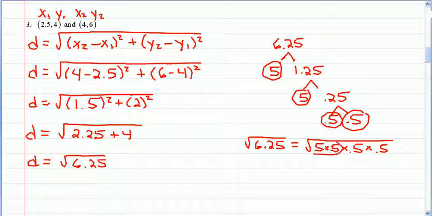I have a pair of 5s and a pair of 0.5s, so I take out a 5 and a 0.5, multiply them together to get 2.5. So you have to go through this process if you're not allowed to use a calculator. So to write your final answer, it's 2.5.